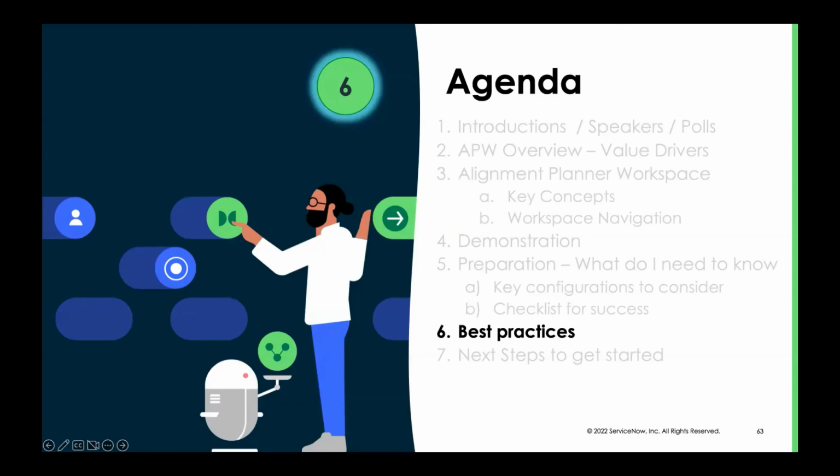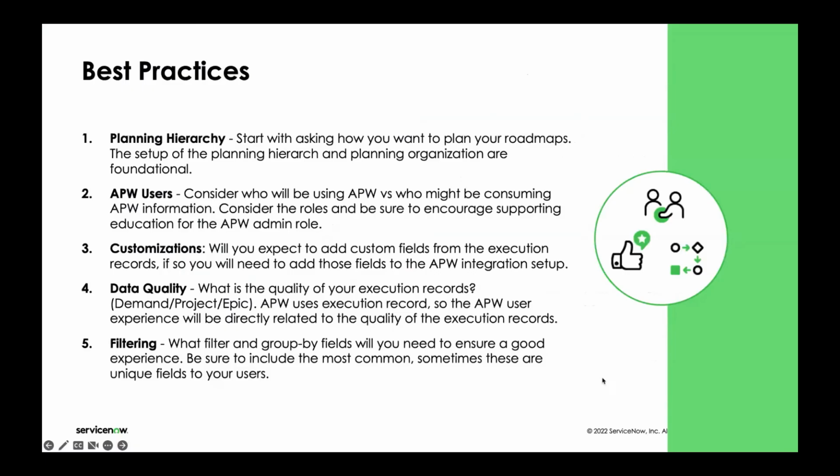Now let's step into some best practices, right? So make sure when you start, you understand your planning hierarchy, how you want to plan. That's the key thing, understanding the hierarchy in your organization. And when you set up your users, make sure you think about how they're going to consume it and use the application. So work through some demos and how you think they're going to use it, and the scope and scale of what you want to incorporate, right? If you have any customizations on your execution records, project epics, demands, what are those that might be brought in? What are those fields? Make sure you incorporate that.